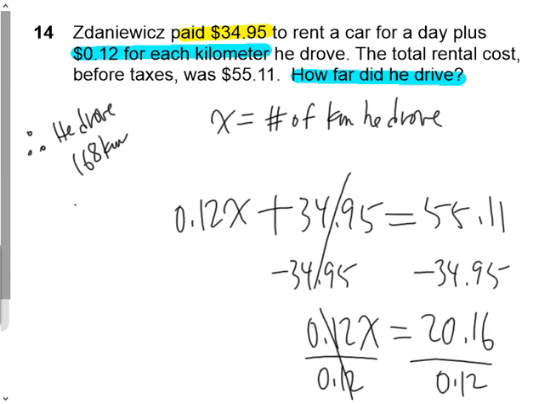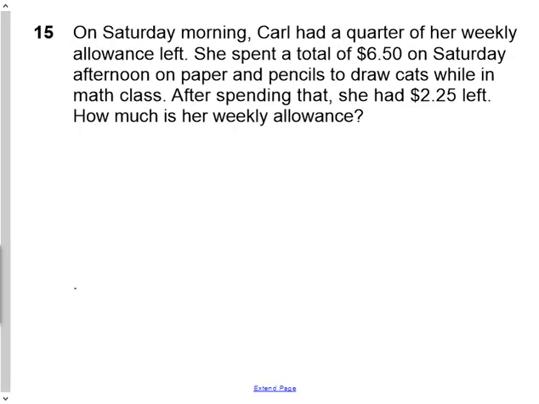Okay. Your father then. Question 15 says, on Saturday morning, Carol had a quarter of her weekly allowance left. She spent a total of $6.50 on Saturday afternoon on paper and pencils to draw cats while in math class. After spending that, she had $2.25 left. How much is her weekly allowance? So going back to what we said before, step one. There's our question. And find the variable from that. So x equals her weekly allowance.